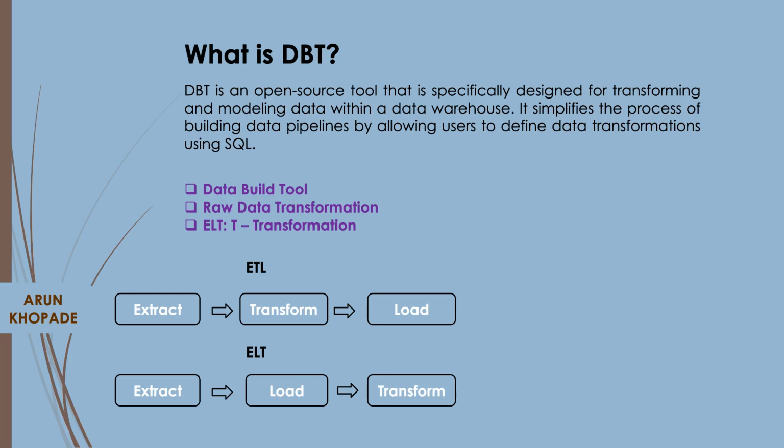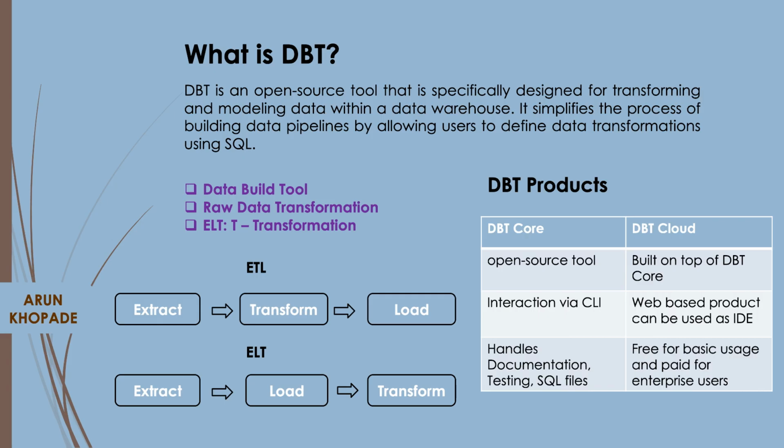So that is, we are extracting the data, we are loading this raw data into the warehouse, and then we are applying the transformation on this raw data. So this transformation part in the ELT is taken care of by DBT. So DBT is mainly designed for the transformation in ELT.